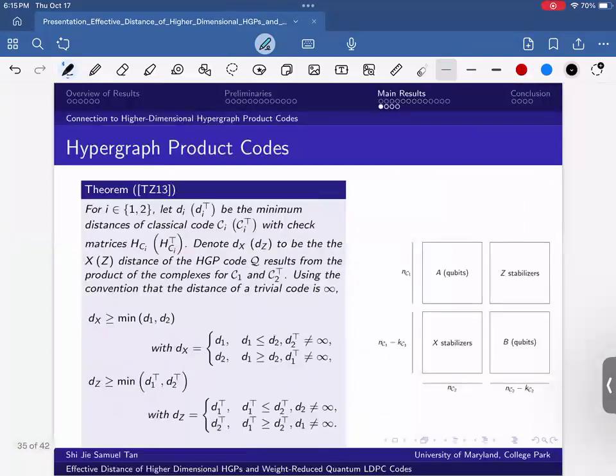I will not talk too much about hypergraph product codes, but I will just say that in distance balancing, the idea of tensor products is inherent in the hypergraph product structure. You have one classical code here and another classical code here. You take the tensor product of their complexes, and you also get a hypergraph product code. So that's the high level intuition.